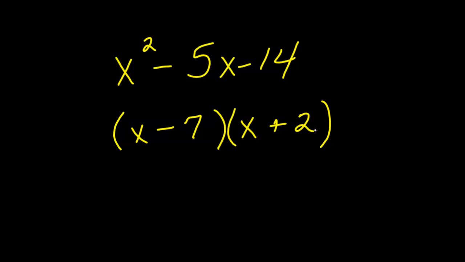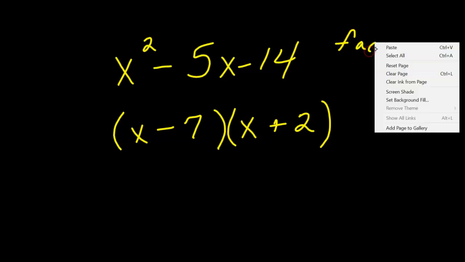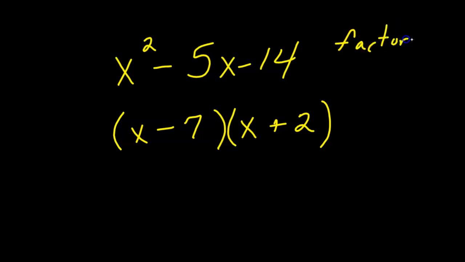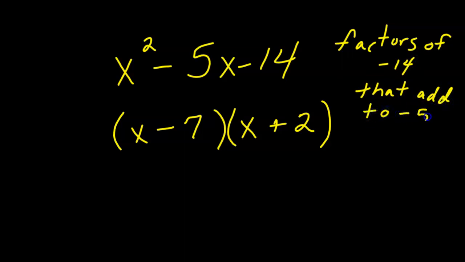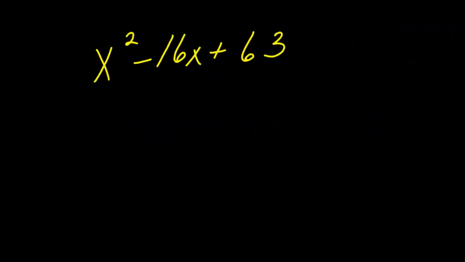Factors of negative 14 that add to negative 5. That's how we found those numbers. Factors of negative 14 that add to negative 5. So if you're really good at your multiplication, these aren't going to be too bad for you.